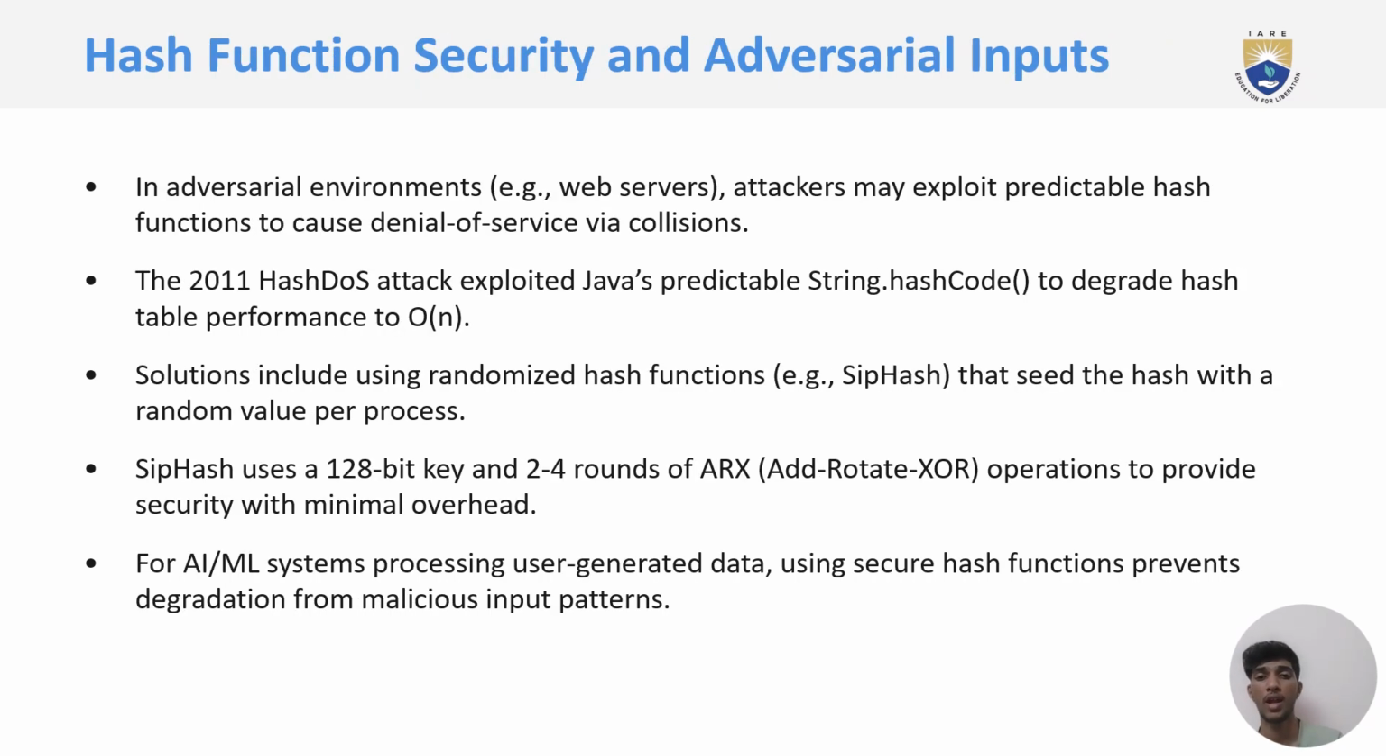Hash function security and adversarial inputs. In some systems, attackers may exploit predictable hash functions. For example, a malicious user might intentionally create many inputs that produce the same hash value. This can cause performance to degrade from O(1) to O(n), resulting in denial of service attacks. To prevent this, secure hash functions such as SipHash are used. SipHash uses random keys and multiple mixing operations to prevent attackers from predicting hash values. Security considerations are important when hash tables process user generated data.